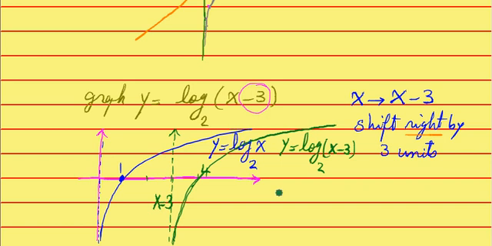One way to check your answers, to make sure that you are shifting in the correct direction, is by checking certain numbers. For example, if I put 4 here, 4 minus 3 is 1, a logarithm of 1 is 0. So I'm correct in thinking that 4 is the new x-intercept.